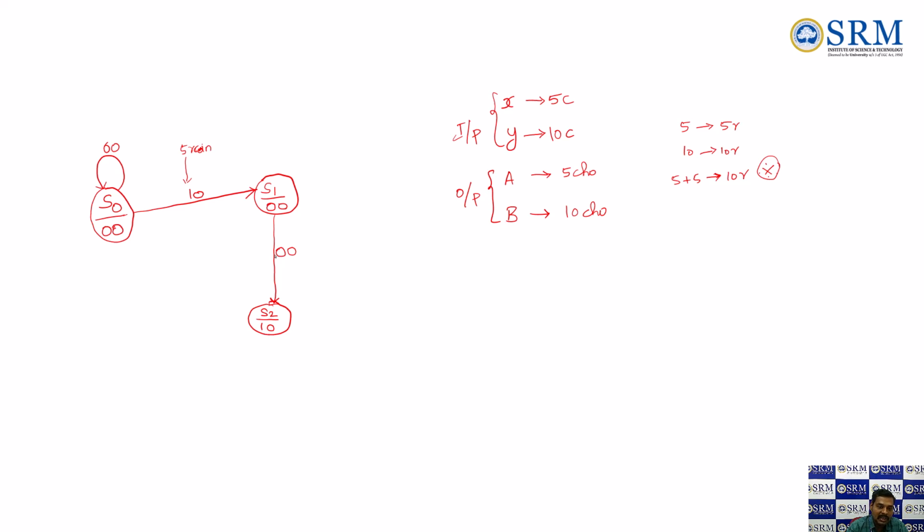Suppose at this stage, if I insert one more 5 rupee coin, then this will reply with one 10 rupee chocolate, right? Isn't it? So one 10 rupee chocolate has to be dispensed when, after this stage, one more 5 rupee coin gets inserted.